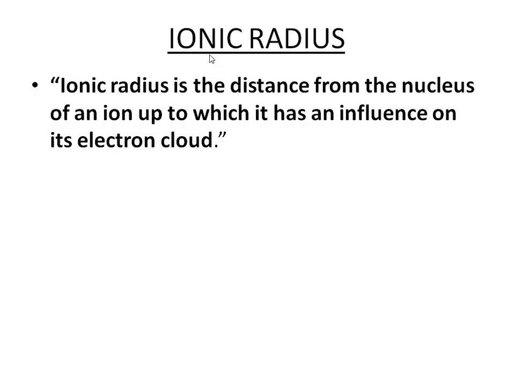Ionic radius is the distance from the nucleus of an ion up to which it has influence on the electron cloud. The definition is: ionic radius is the distance from the nucleus of an ion to the last shell. Observe, students, there is a difference between the Na sodium element and the sodium ion. In the sodium element the configuration is 2, 8, 1. In the sodium ion the configuration is 2, 8, as it has lost one electron. In the Na plus state, the distance from the nucleus to the last electron cloud, that distance we call the ionic radius.